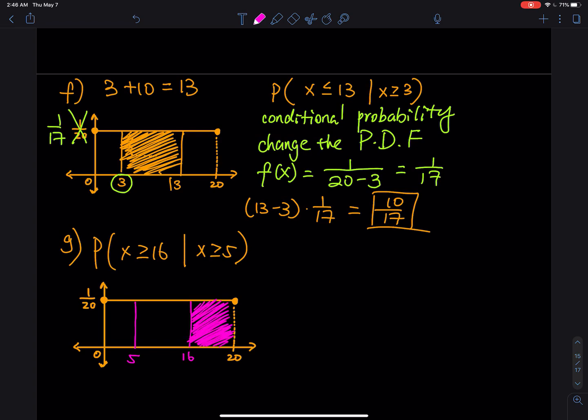How do we change the PDF? The PDF is f of x equals to what? 20 minus 16? Nope. 20 minus 5. Always minus the given. Again, always the maximum subtract the given. Again, always the maximum minus the given. Again, maximum minus given. You got me, right? Minus 5, so that is 1 over 15, and then we modify this to 1 over 15.